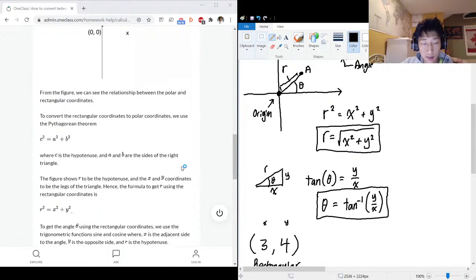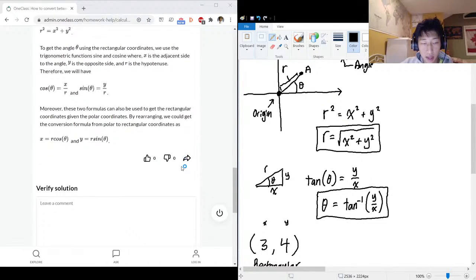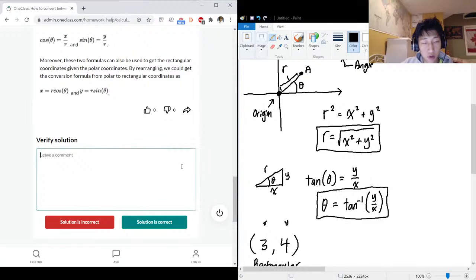And it would seem like the solution that is given on OneNote agrees with us. So we can say that the above solution is correct. Good stuff. So that would conclude this question.